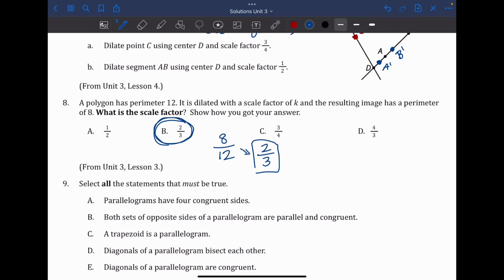But that's because it reduces, right? So divide by, here, I'll show my work, because it does say show how you got your answer. I'm reducing this by dividing them by 4 each.